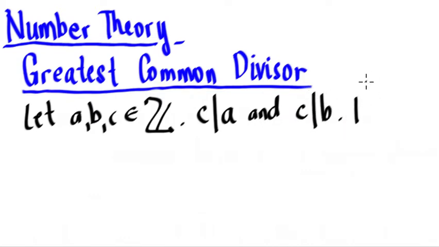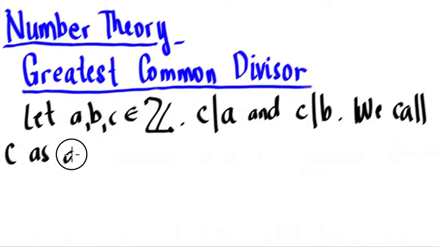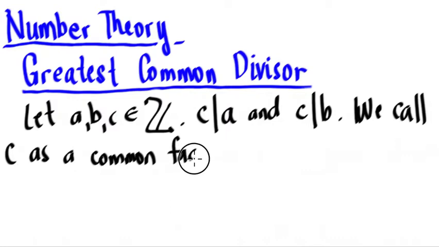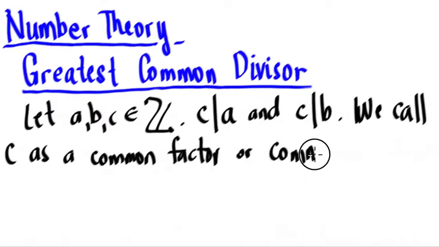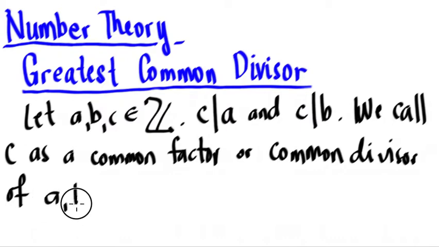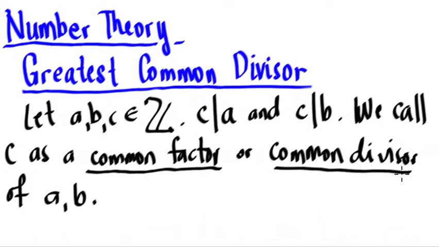Then we call c a common factor or common divisor of a and b. So it's a common factor or common divisor if this certain c divides both a and b.